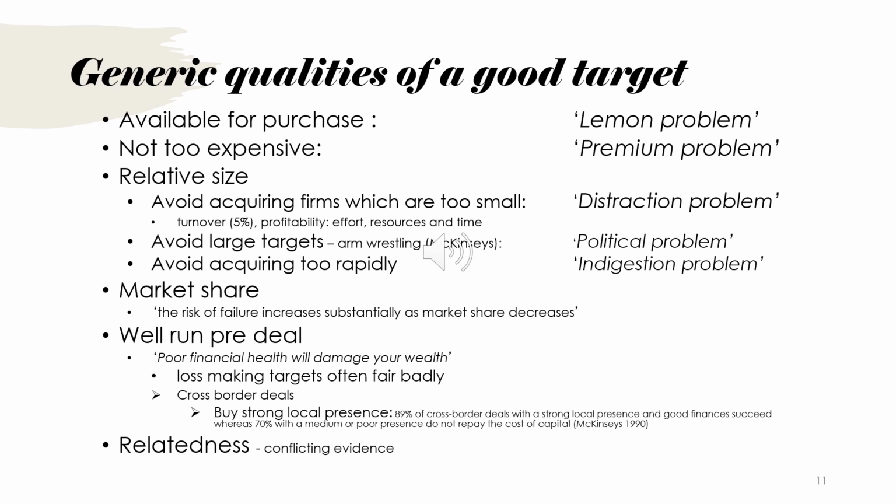Avoid large targets because they can end up with arm wrestling. So if the company that you're acquiring is the same size or bigger than you, you could end up with problems in integration, political problems and power problems. And the final point there is avoid acquiring too rapidly because you might end up with indigestion. You may not actually be able to cope with getting lots of different cultures and systems and processes coming in that you don't have time to homogenize and make similar.